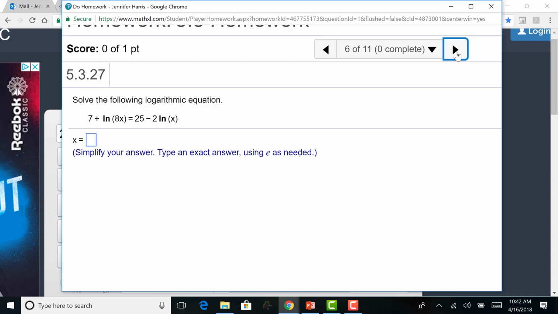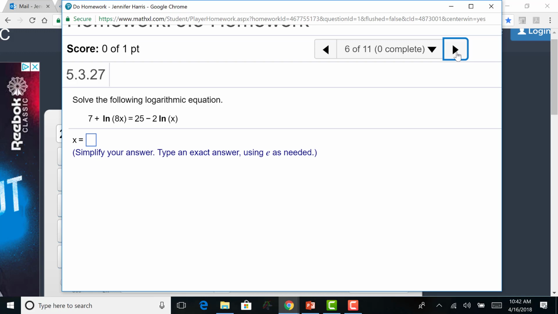So now, knowing that, can we do anything here? Yes. Put the 2 back up top, so the 2 comes back up top right there. So now that's going to be natural log of x squared, plus natural log of 8x equals 18. The plus turns back into multiplication. So this plus becomes times.